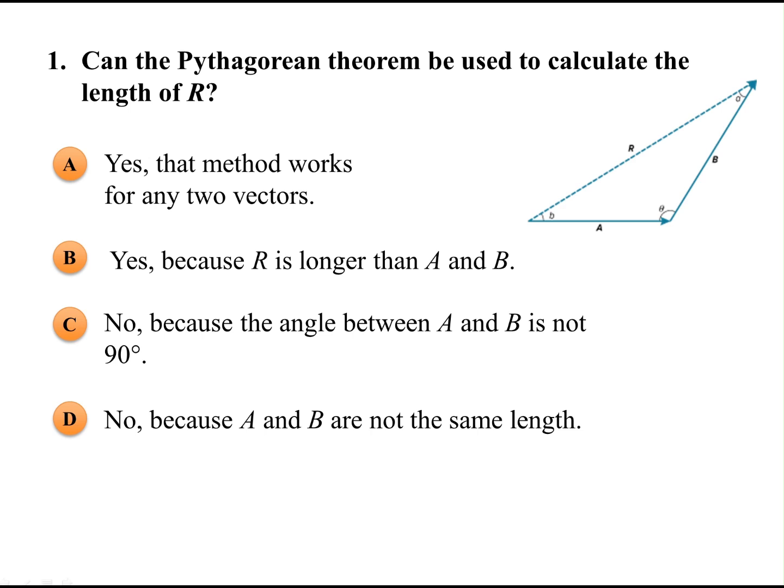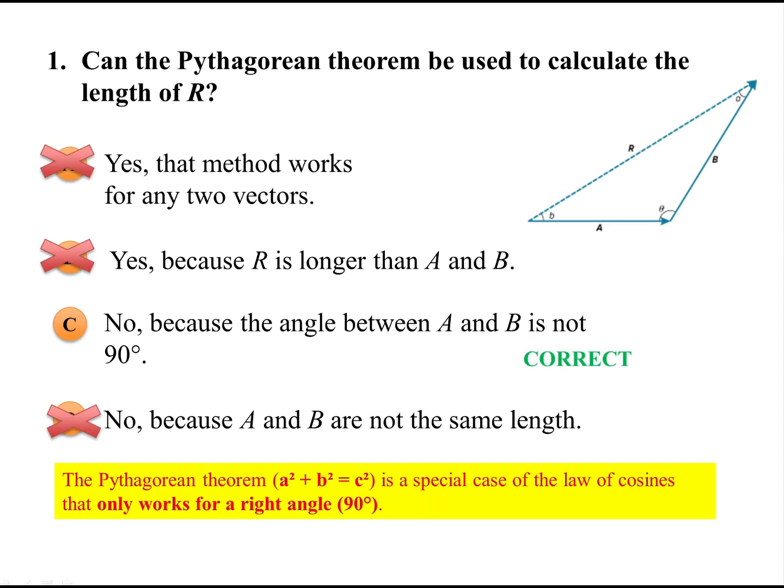Can the Pythagorean theorem be used to calculate the length of R? Of course, the answer is C, because the Pythagorean theorem is a special case of the law of cosines that only works for a right angle.